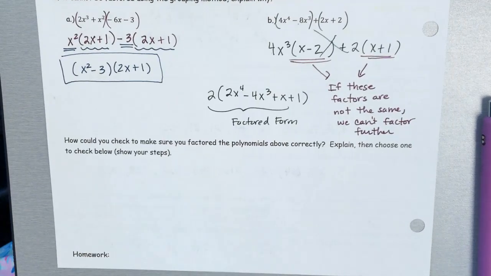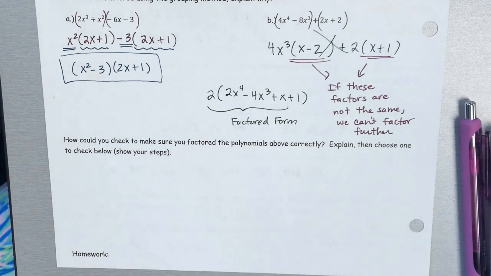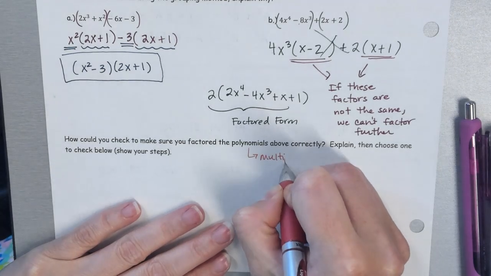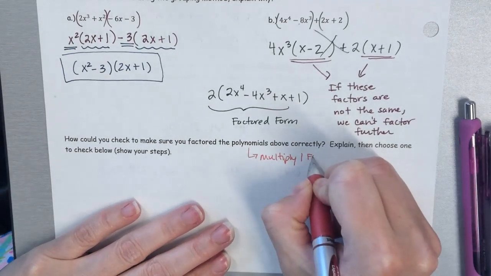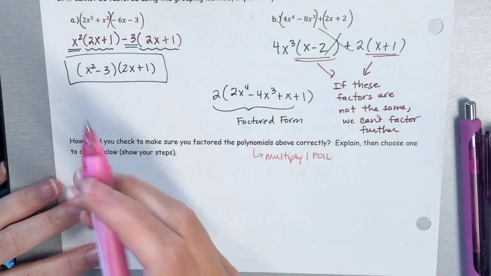Now how can you check to make sure that you factored the polynomials correctly? I said explain and then just choose one to check. Obviously, we're going to check this one because that's the big one that we have. You can always check by multiplying them back together and using FOIL. So when you're doing a guess and check, you are going to want to check that. It doesn't have to be something that's written out. It can be something that you do in your head.